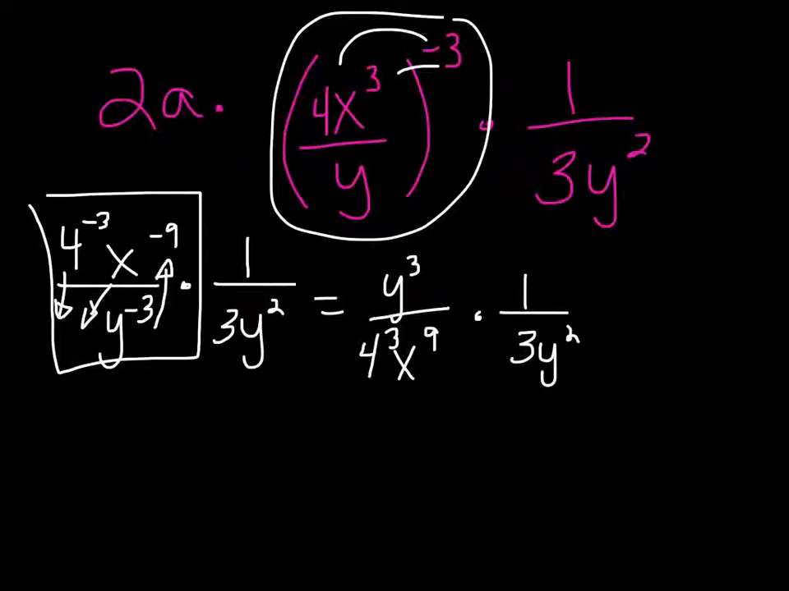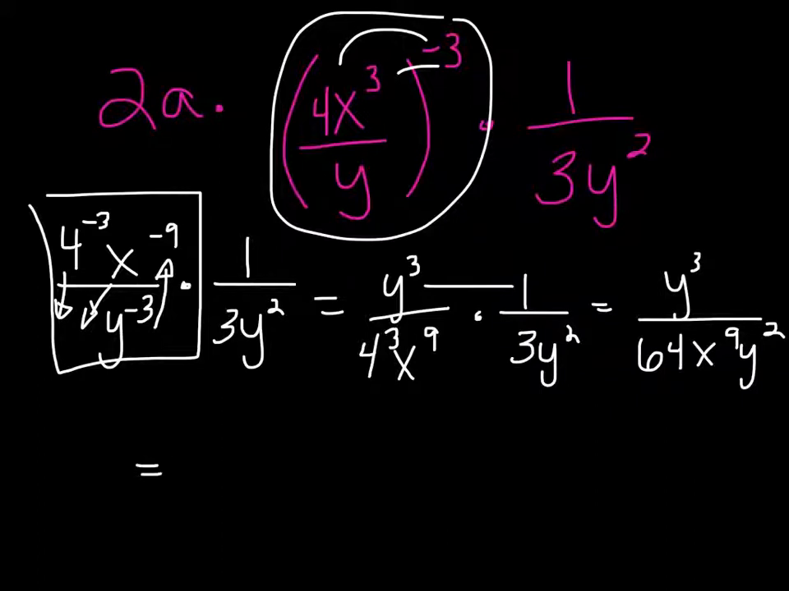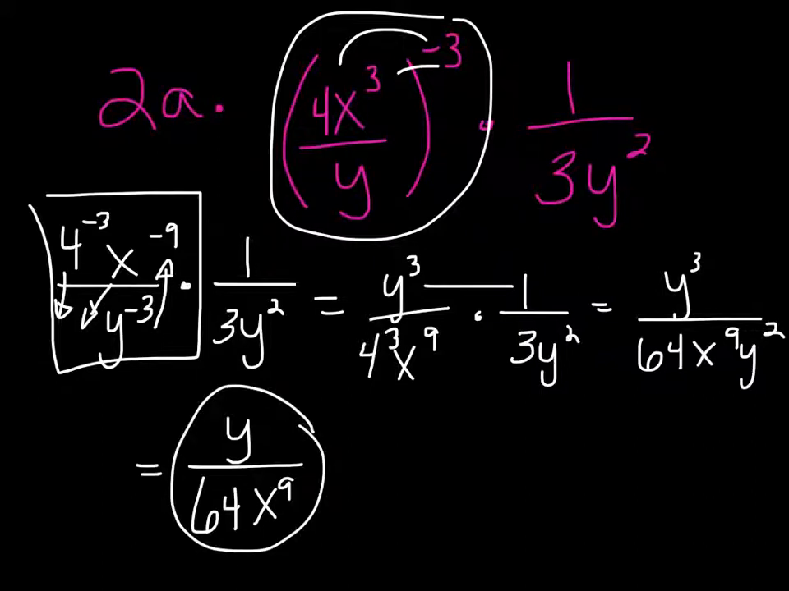I'm going to go ahead and multiply across. So I have y cubed times 1 is y cubed. 4 cubed is 64, so I'm going to do that. X to the 9th, y squared. And then the last thing I want to do is combine my y's. And since they're being divided, I'm going to subtract my powers. So y cubed divided by y squared is just y, and then the only thing left on bottom is 64x to the 9th. So quite a bit longer than the problems on number 1.